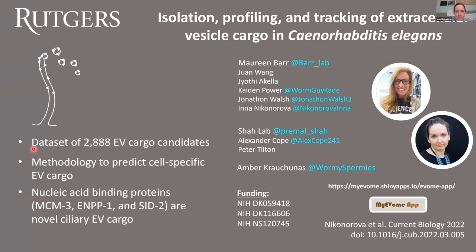So basically, I want to say this is a large data set. We provide methodology how to predict cell-specific EV cargo out of a complex mixture of candidates. That can be applied to C. elegans, to other tissues, or maybe in the future we can use similar methodology to do similar analysis in human and mice. And the main discovery of the paper was that nucleic acid binding proteins are actually cargo of ciliary vesicles, which I think has a potential for regulatory function of cilia affecting other tissues.